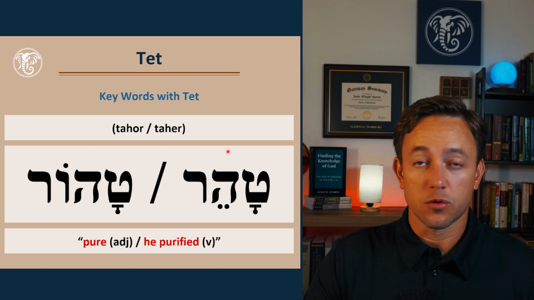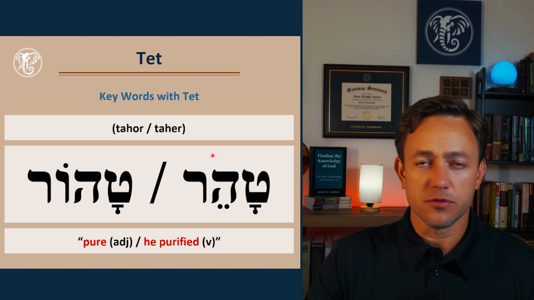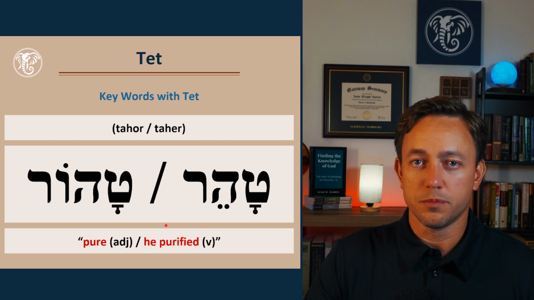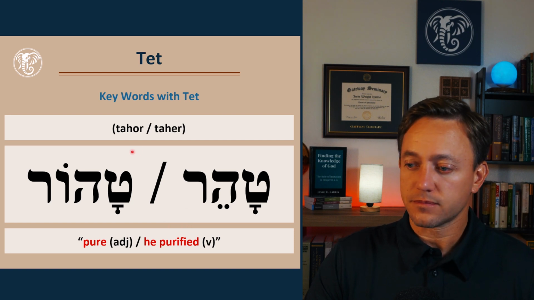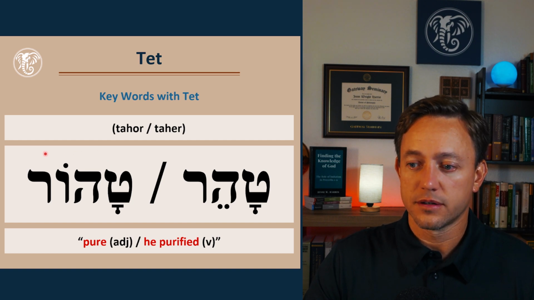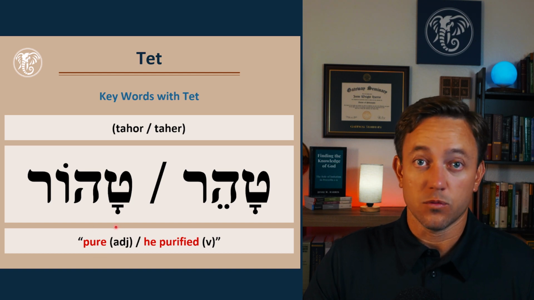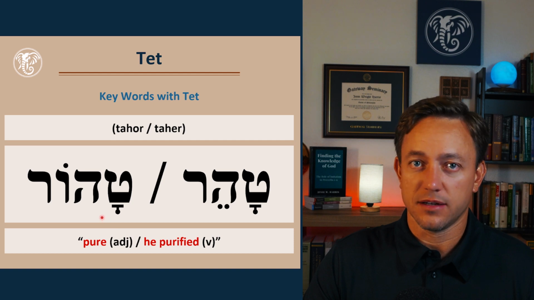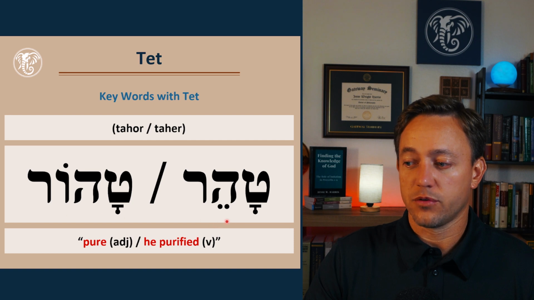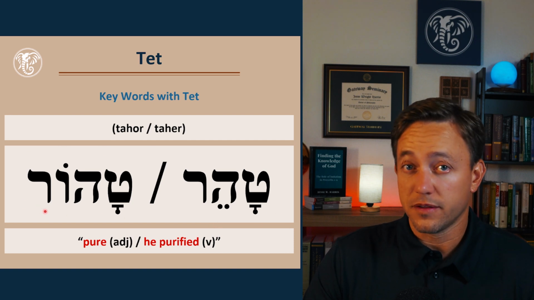All right, and then we have two more words here. And these both mean very similar things, but taher on the right is a verb meaning to be purified, or he purified, or maybe he was pure. And then over here on the left, we have tahor. And so tahor is really more of the adjective form, meaning like it was pure, right? So if you're talking about a vessel or an item, or especially the priests, this is very, very common language when it's talking about the temple and the priestly order.